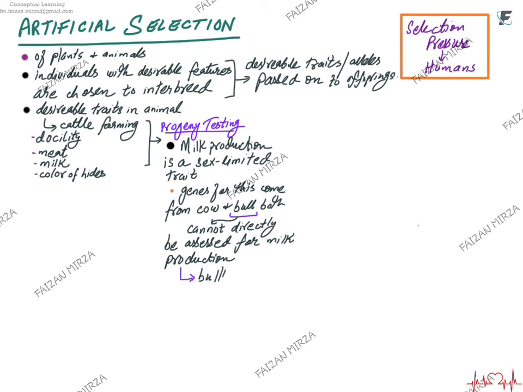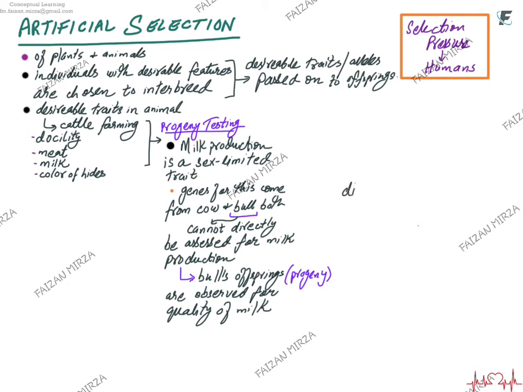So what do we do? We have to go for progeny testing. The bull's offspring are then observed for the quality of milk they are producing and the quantity of milk they are producing. This is called progeny testing. This is not an easy process.